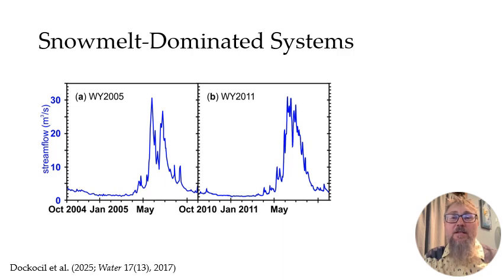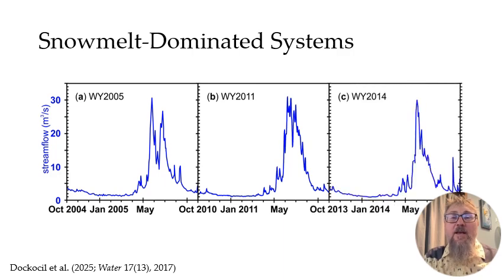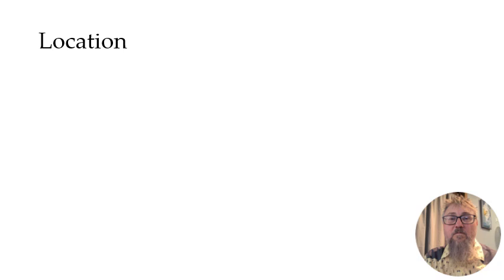Some years it's a little less obvious, and on the Uncompahgre, during our study period of 20 years from 2005 to 2024, we saw 2 years where there were no twin peaks obvious.